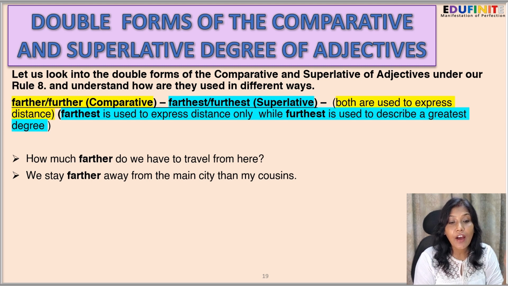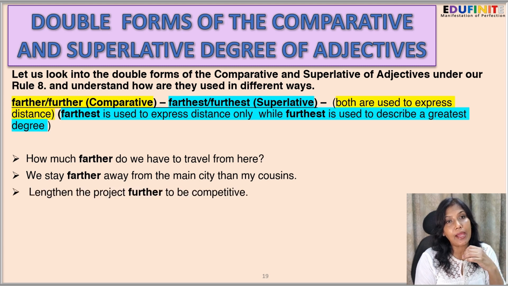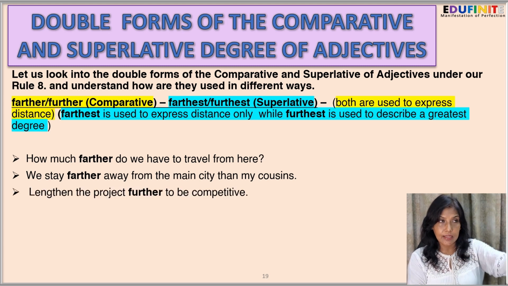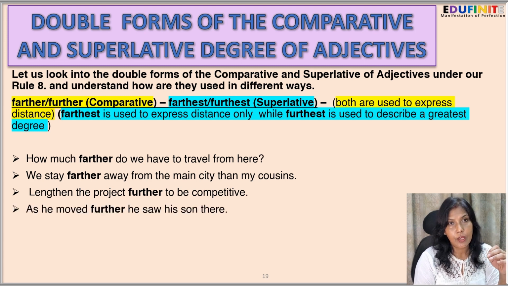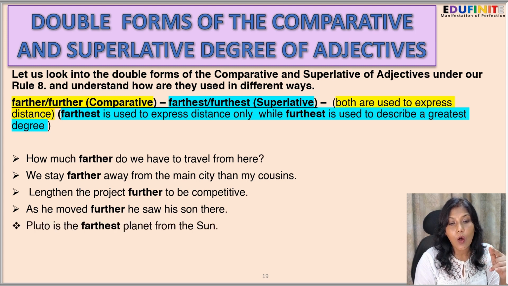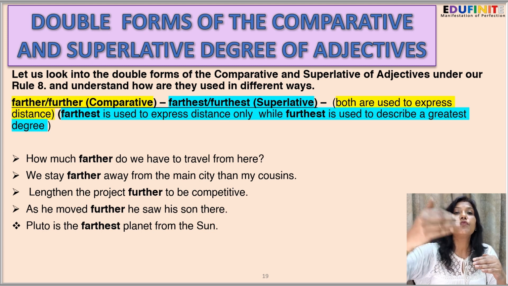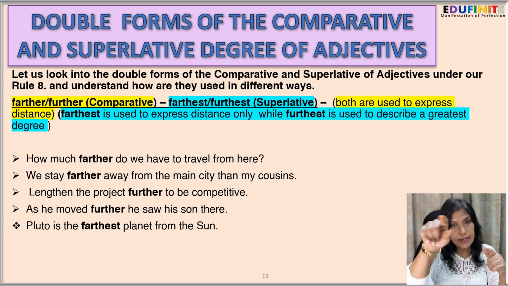We stay farther away from the main city than my cousins. So, from the main city, our distance is much more than that of my cousin's house. Lengthen the project further to be competitive. So, you have made a project of certain length. Now, I'm asking you to lengthen it further. That means to make it more lengthy, to be competitive. As he moved further, he saw his son. So, as he moved more ahead, he saw his son.